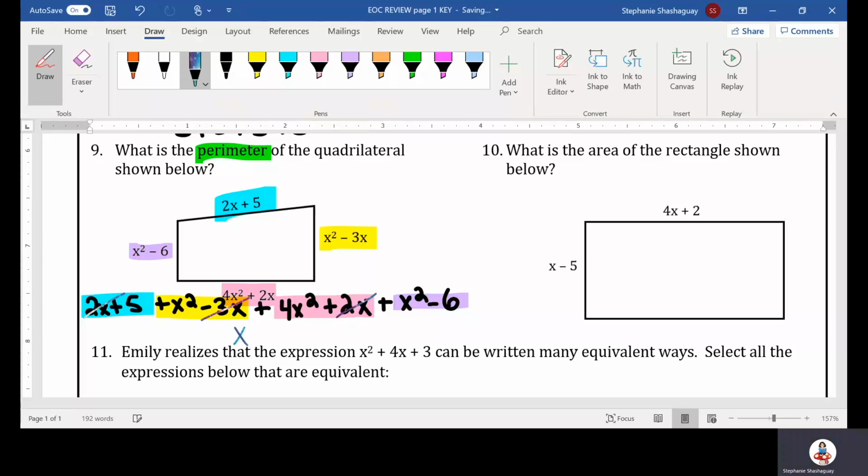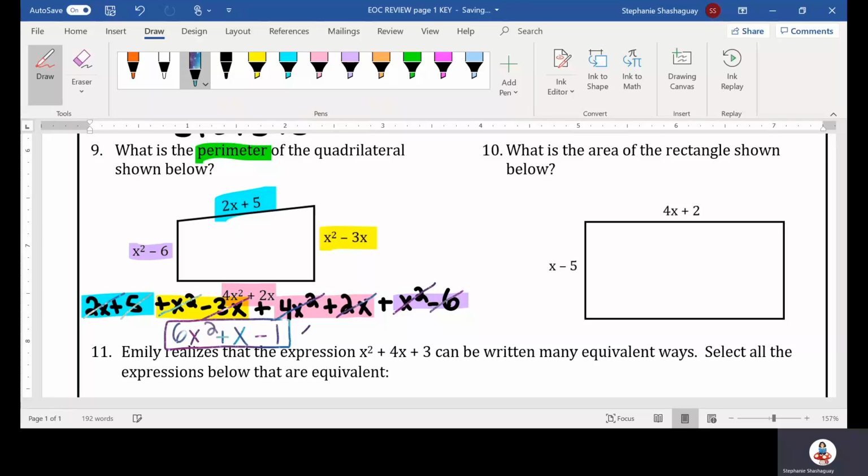I'm going to look at my x squareds next. I have a positive x squared, which is just 1x squared, plus 4x squared, plus another x squared is 6x squared. So I have 6x squared plus x. Then I have a positive 5 and a negative 6. So my final answer is negative 1. So 6x squared plus x minus 1.